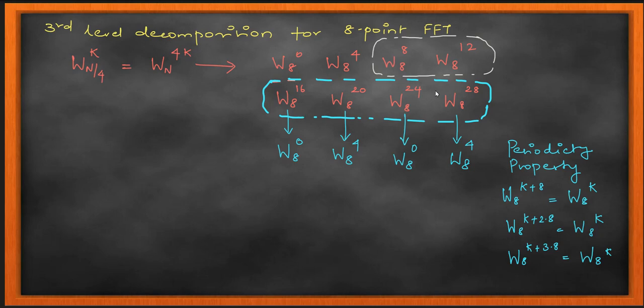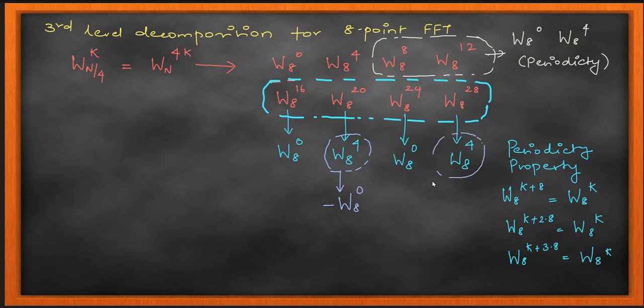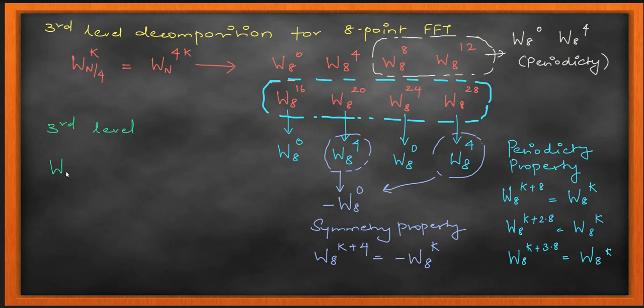So see how our first stage decomposition was having what? Plus or minus W8^0, plus or minus W8^1, plus or minus W8^2, and plus or minus W8^3. Then for my second stage, I was having plus or minus W8^0 and plus or minus W8^2. And then for my third stage or the third level decomposition, I'm just having plus or minus W8^0. So that is pretty much how we have used these properties to simplify these twiddle factors, or the linear transformation factor. And this makes computation of my fast Fourier transform a lot easier.